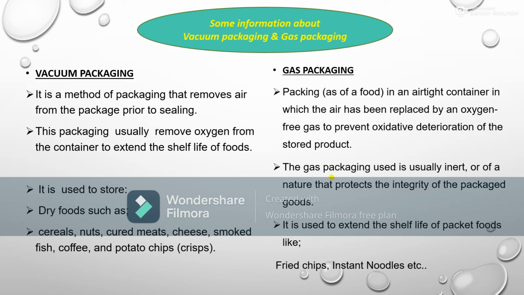So gas packaging is packaging in an airtight container in which the air has been replaced by an oxygen-free gas to prevent oxidation of the stored product. The gas used is usually inert, or of a nature that protects the integrity of the packed foods. It is used to extend the shelf life of packed foods like fried chips and instant noodles.